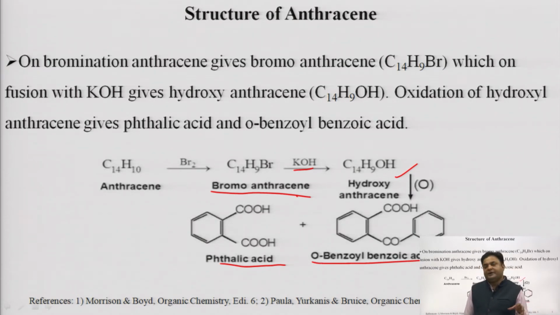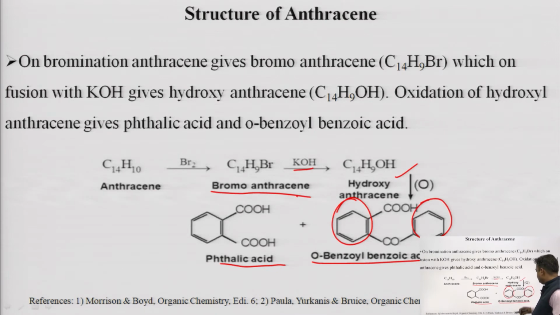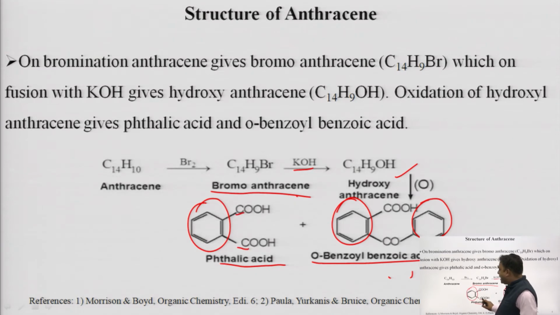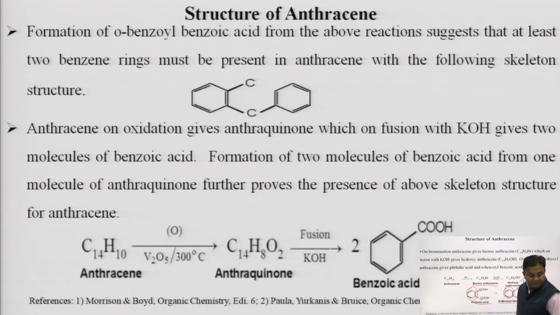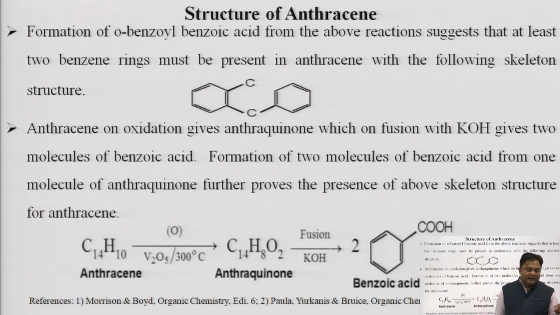Phthalic acid and orthobenzoyl benzoic acid as products clearly indicate that anthracene has at least 2 benzene rings, as per this structure, or it has 1 benzene ring having 2 carbons at the ortho position. This is the clear indication. The formation of orthobenzoyl benzoic acid from the previous reaction suggests that at least 2 benzene rings must be present in the anthracene molecule with the following structure.